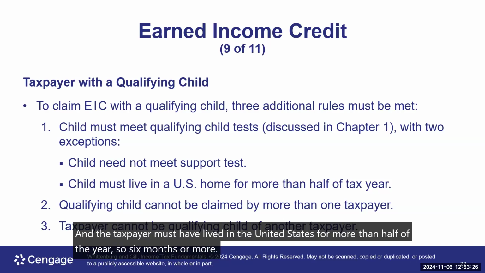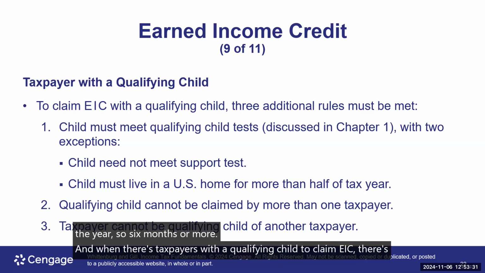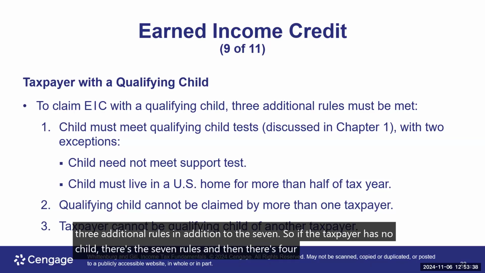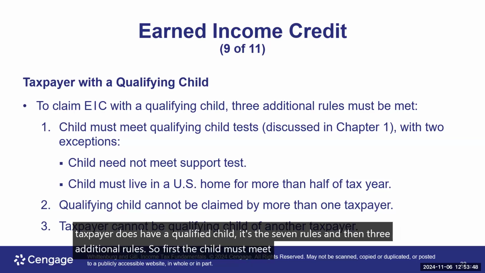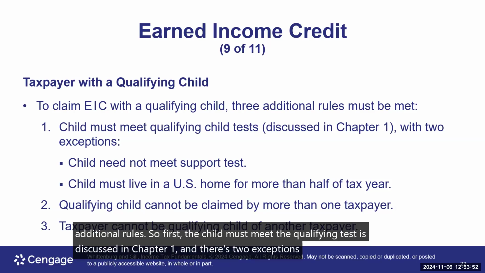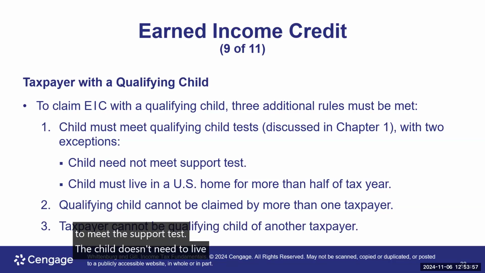And when there are taxpayers with a qualifying child, to claim EIC there are 3 additional rules in addition to the 7. So if the taxpayer has no child, there are the 7 rules and then 4 additional rules. If the taxpayer does have a qualifying child, it's the 7 rules and then 3 additional rules. So the first, the child must meet the qualifying test discussed in Chapter 1, and there are 2 exceptions. The child doesn't need to meet the support test, and the child doesn't need to live in a U.S. home for more than half of the tax year.